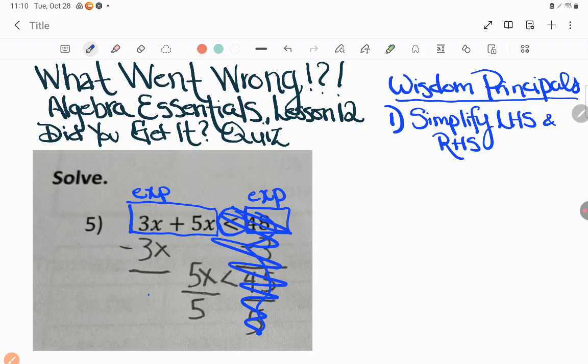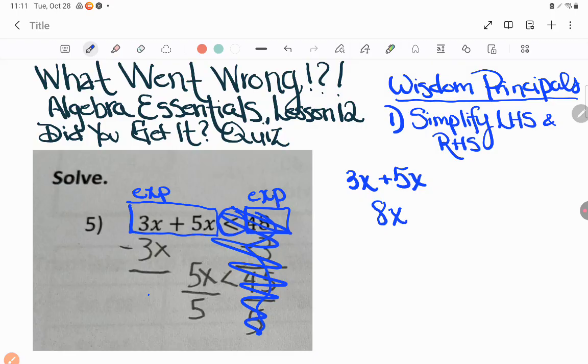And you can see that on that left-hand side, 3x plus 5x, that is an expression we can simplify. Those are like terms. I have some number of x's plus some other number of x's. If you can simplify that expression, do it. So that left-hand side would be more simply called 8x.